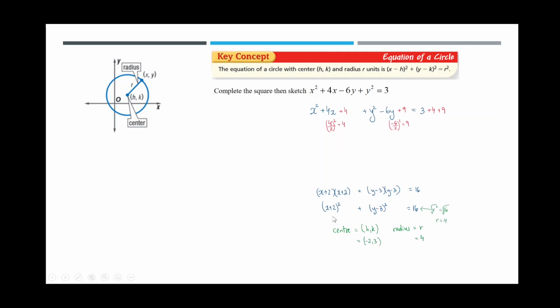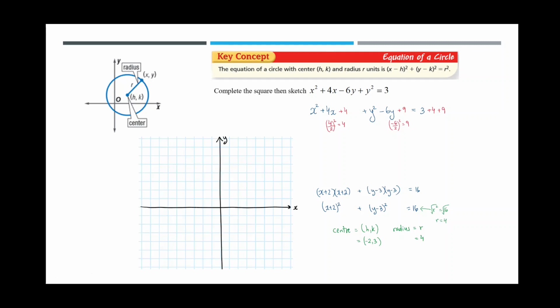So for us, if you take a look over here, it says x plus 2. That means the h is actually negative 2. And then y minus 3. Because that's negative, we switch the sign again, so k here will be positive 3. In terms of the radius, on the other side we have r squared. For us, in this position, it is 16. So set the equation up by saying r squared is equal to 16, and then you can square root both sides to get your radius of 4.